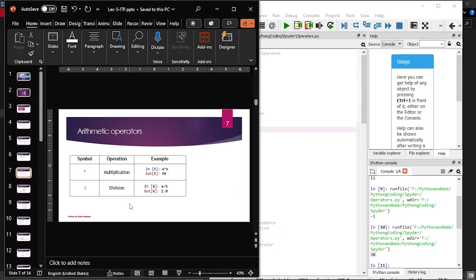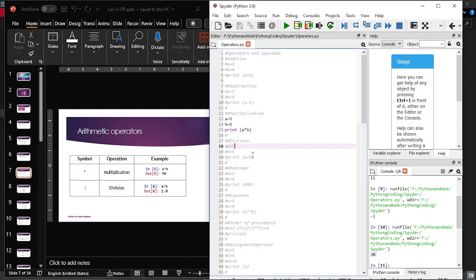When we go into the next one, we have the division. Division is shown by the forward slash. So if we see the division, I have included an example for the division operation also.